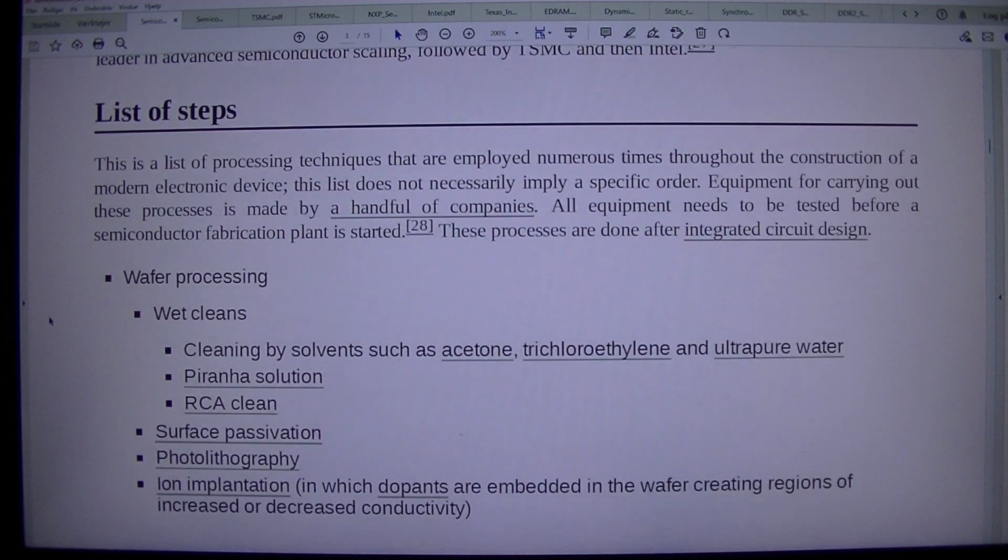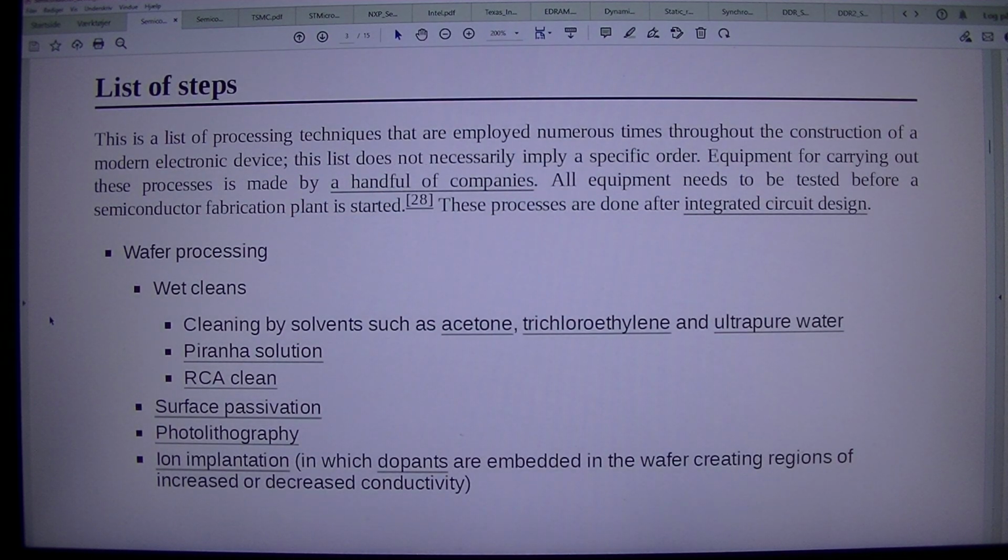List of steps. This is a list of processing techniques that are employed numerous times throughout the construction of a modern electronic device. This list does not necessarily imply a specific order. Equipment for carrying out these processes is made by a handful of companies. All equipment needs to be tested before a semiconductor fabrication plant is started. These processes are done after integrated circuit design.